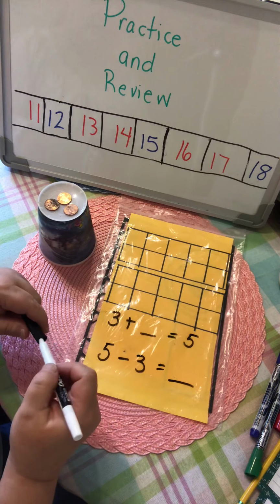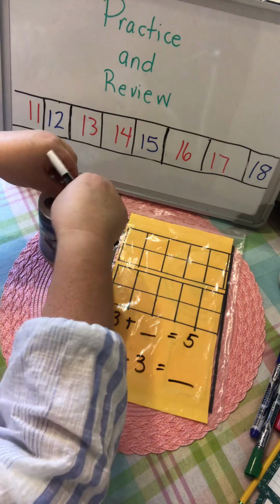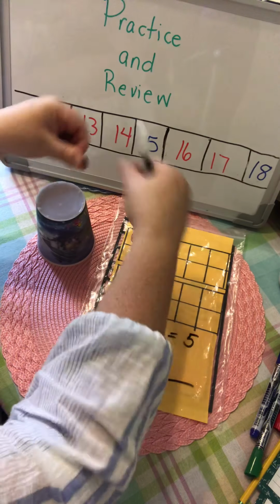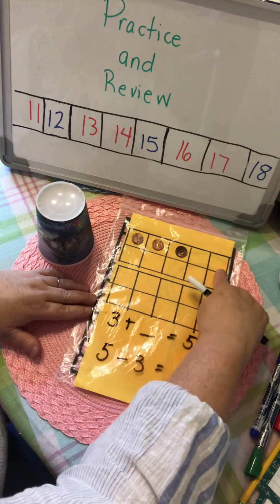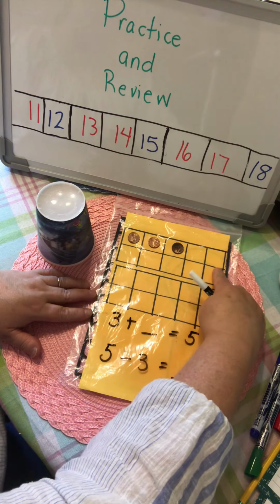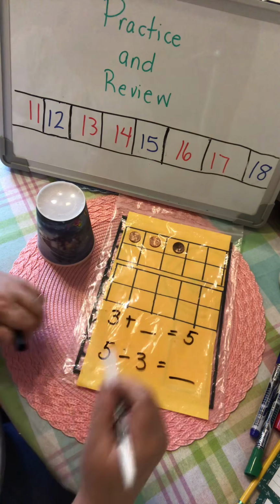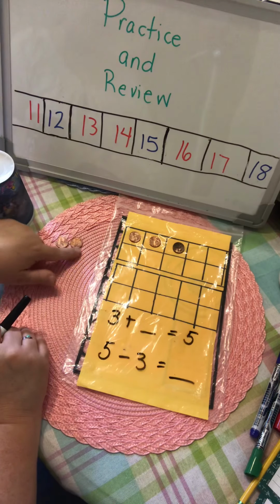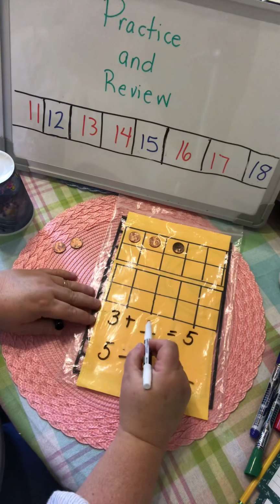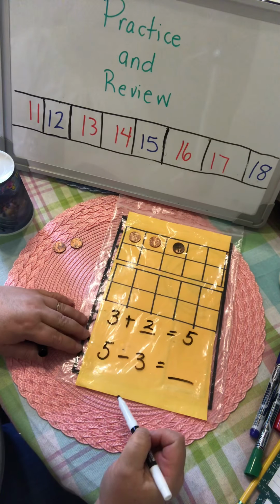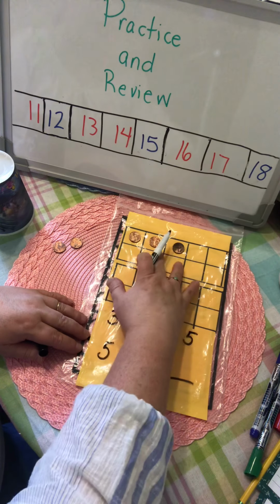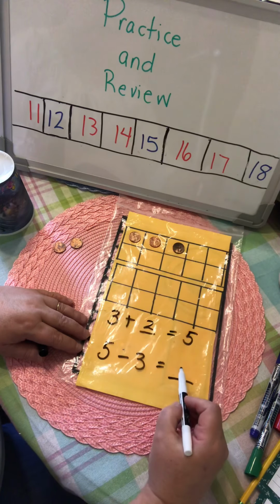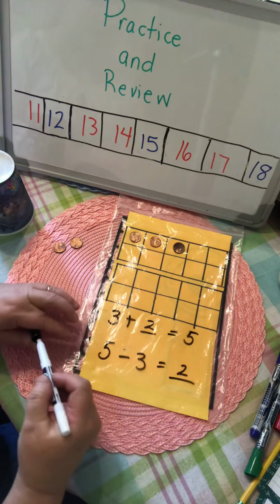Okay. So I can put my pennies on my 10 frame. How many pennies are missing till I get to 5? How many more do I need to make 5? 1, 2. Ooh, 2. I think my answer is 2. Let's see. It is. It's 2. So 3 plus 2 equals 5. And 5 take away 3 is 2. So that's how we would practice.